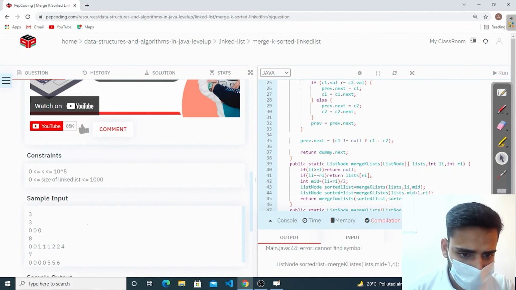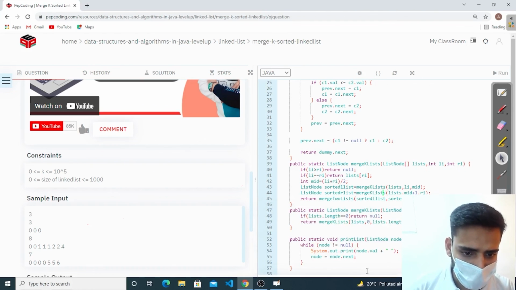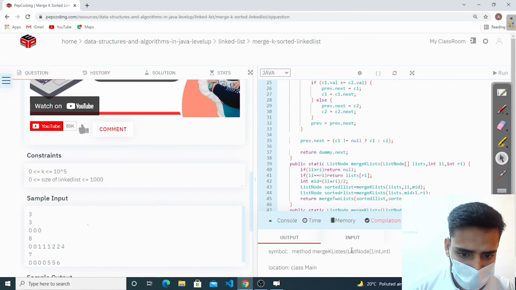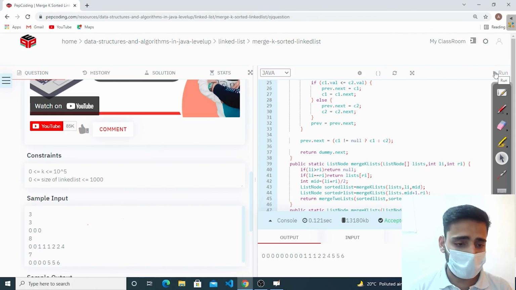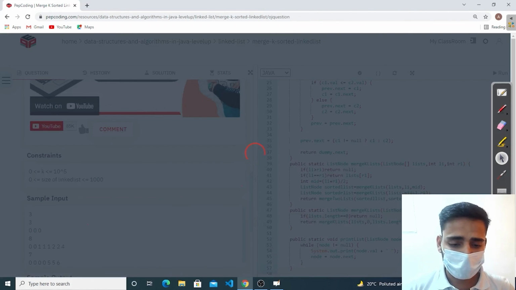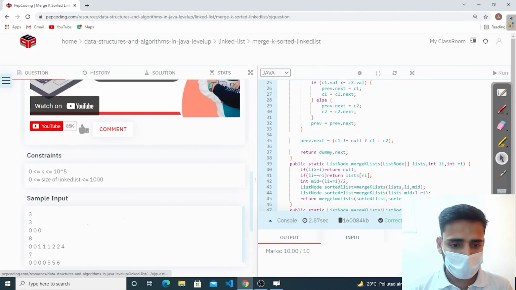Merge-k-list. Let's see if there is any other error. Now let's run it. It is accepted. Now let's submit it. It is taking some time. Yeah, correct, 10 by 10.